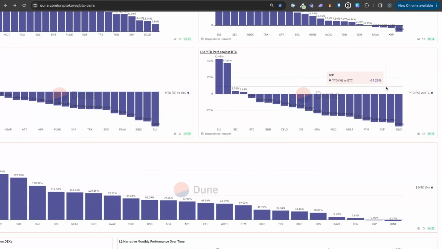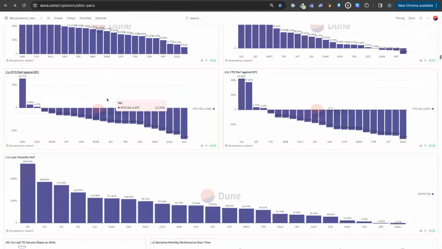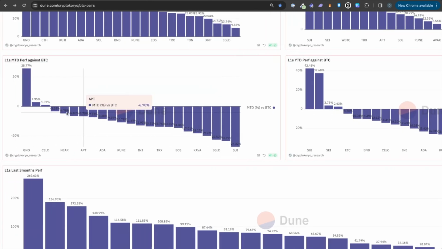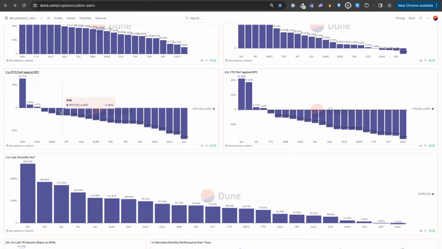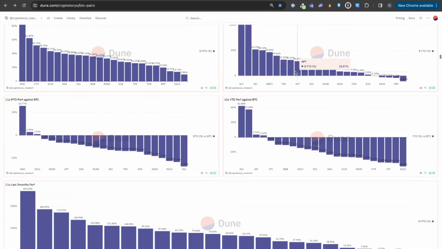And for example, the same thing for EOS. EOS is here, and it's consistently on the right side of the chart. It's not something that I'm really interested in. Aptos is not bad in USD terms. So, yeah, these are some of the things that you might want to have a look at.